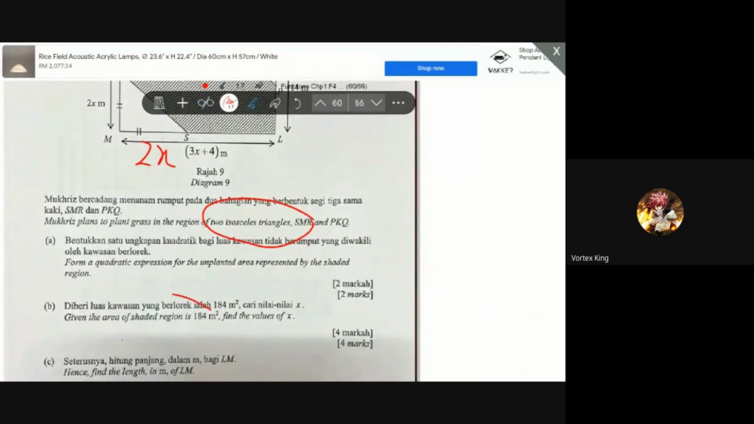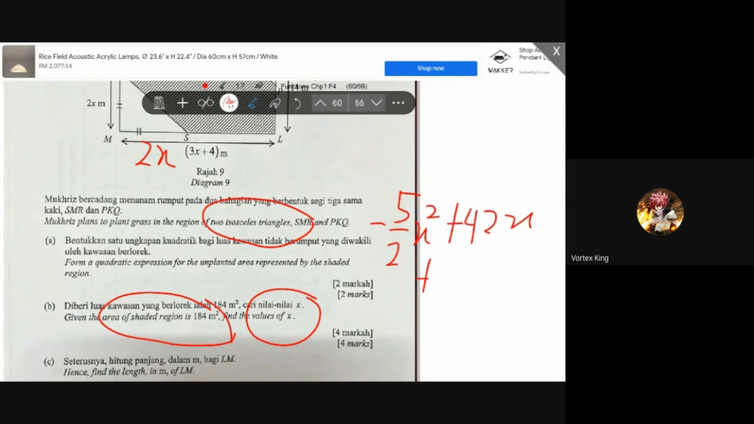Okay, so now they say given area of shaded region. They give the shaded region as 184 meter square. So what is the expression you will write now? Just now you already got the quadratic expression like this. This is your quadratic equation. So what will you do now when they tell you the shaded region is 184? What will you do now? What's your step now, when they give you the shaded region is 184?